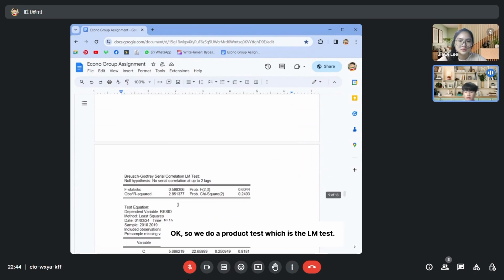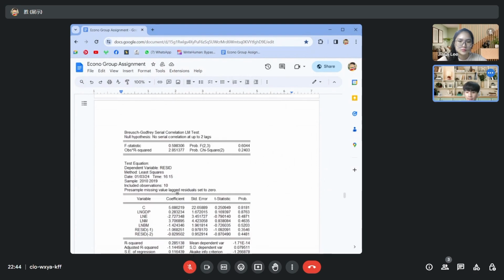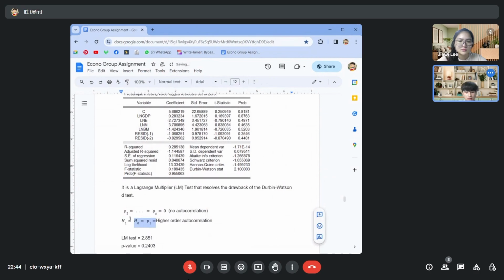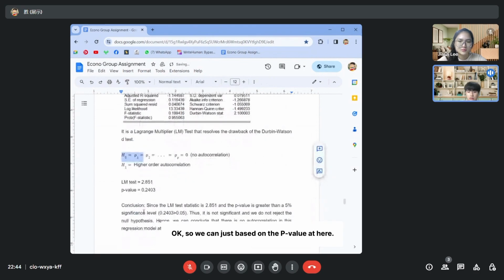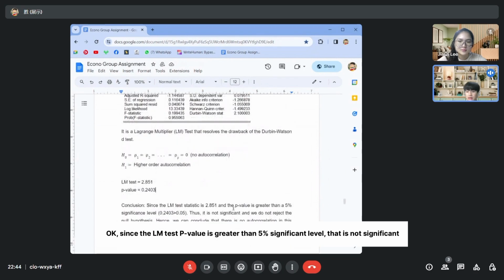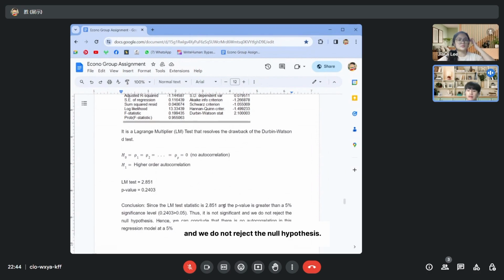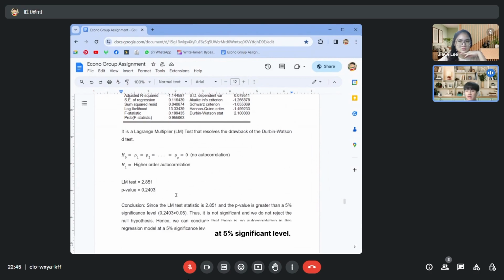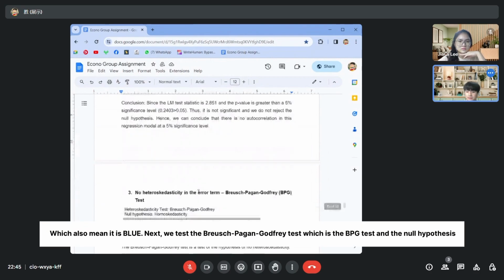So we do a further test, which is the LM test. Same thing, we set the null and the alternative. We can just base it on the p-value here. Since the LM test p-value is greater than the 5% significance level, it is not significant, and we do not reject the null hypothesis. It means we can conclude there is no autocorrelation in this regression model at the 5% significance level, which also means it is BLUE.